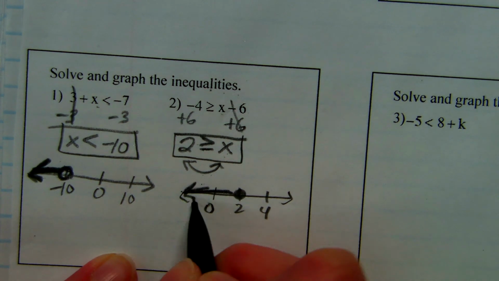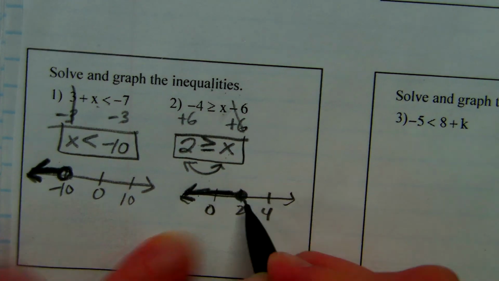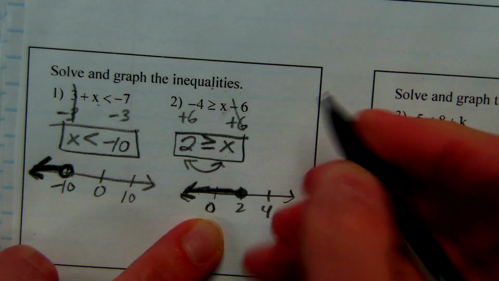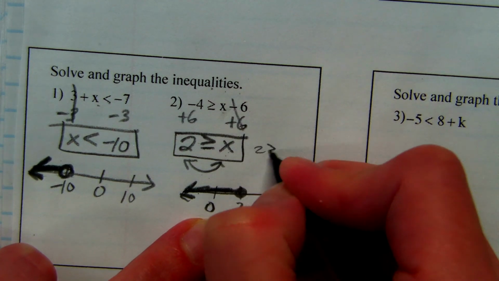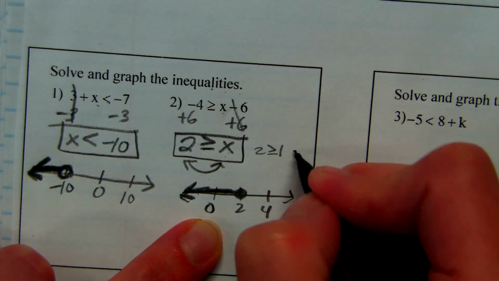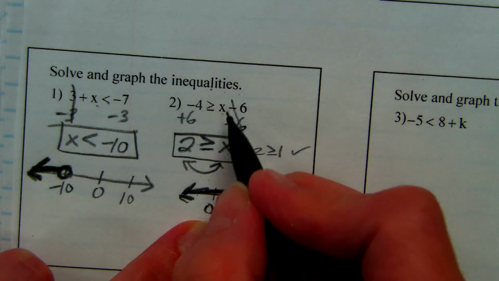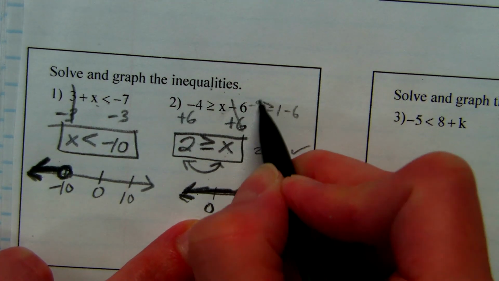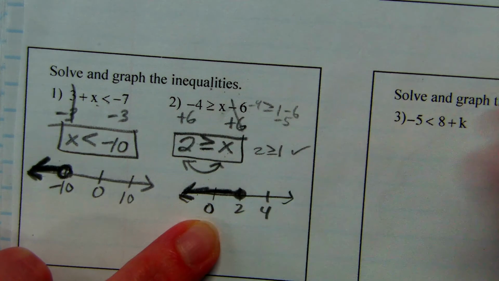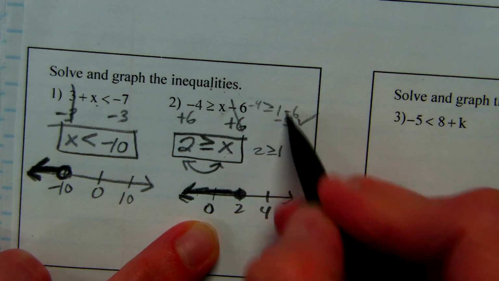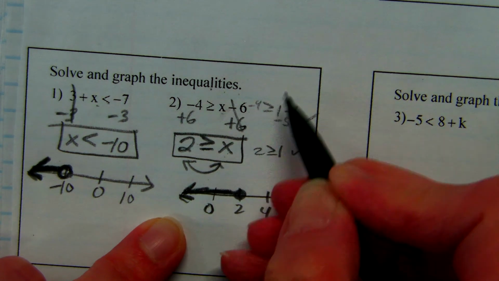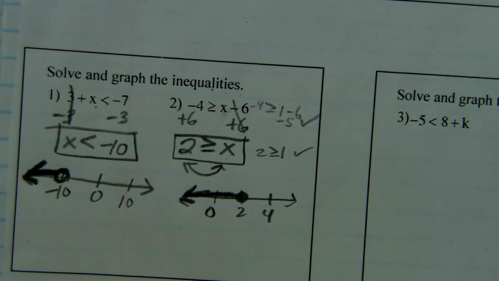And I can also use a test point. So since this is 2 and I have my solution here, maybe I'll put in 1. Does 1 make that true? 2 is greater than or equal to 1. Yes, that works. I could also put 1 up here. 1 minus 6, is that less than or equal to this? Yes, because that'd be -5. So you can check this by taking any number on this arrow that you drew and put it back in and just make sure, hey, it works.